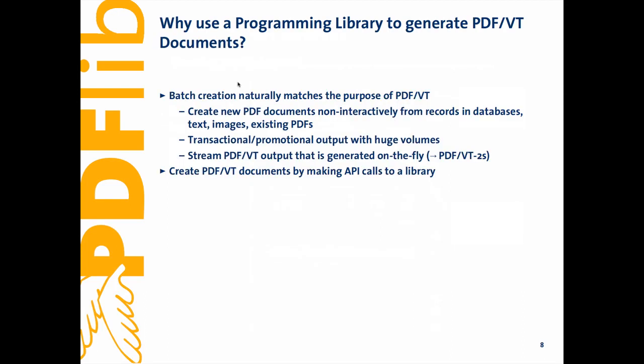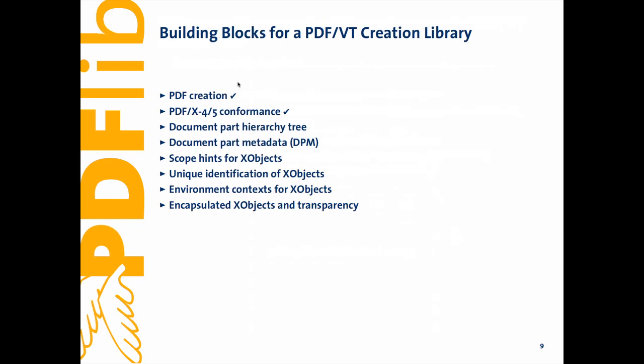So why would you want to use a library to generate PDF/VT documents? I think it's pretty obvious. Your data will come from somewhere, such as a database. You will add images, text, or pages from existing PDFs, and you need an automated capability to assemble PDF/VT files from this data. You will create the documents by making API calls into a library, in our case into PDFlib. Okay, I can skip that. Duff talked in detail about what is important, or what the DNA of PDF/VT is.